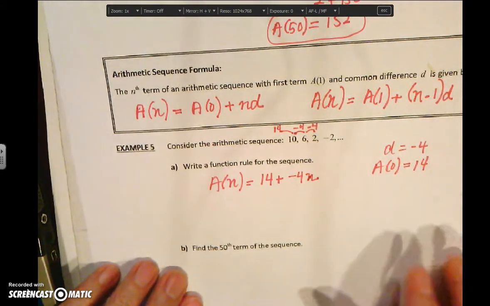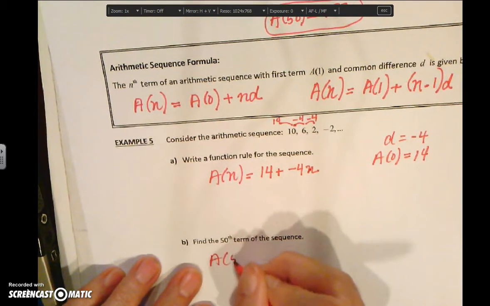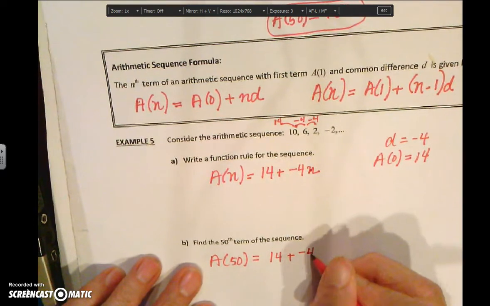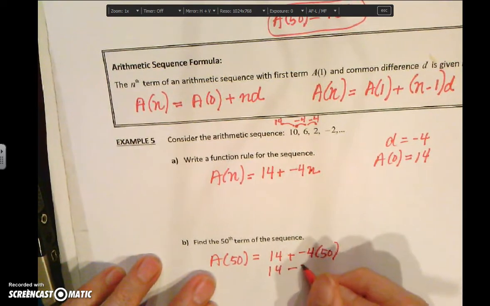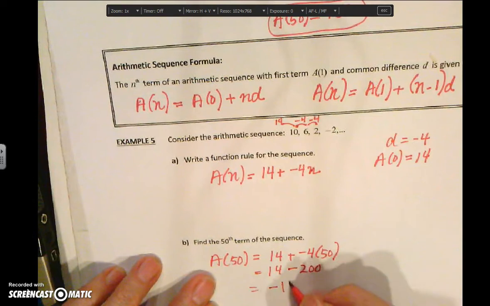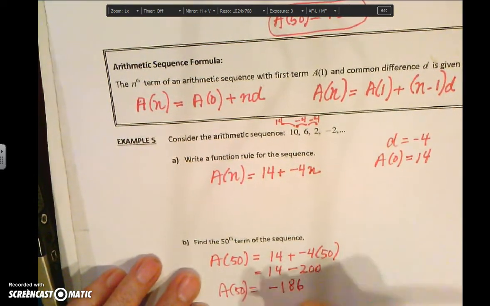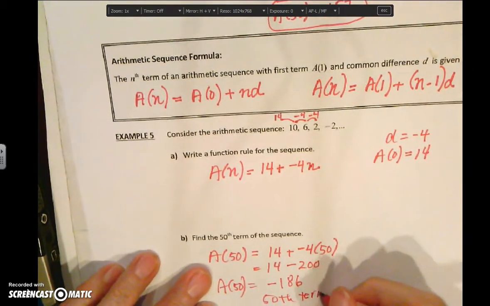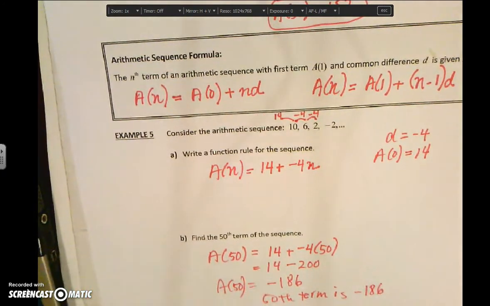Find the 50th term of the sequence, and we would say that a sub 50 is equal to 14 plus negative 4 times 50. So 14 minus 200, which is going to be negative 186. So the 50th term, that's what that says, the 50th term is negative 186.